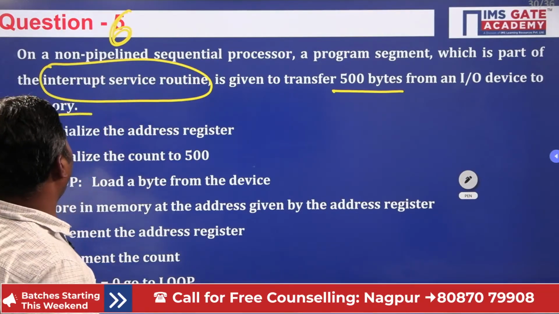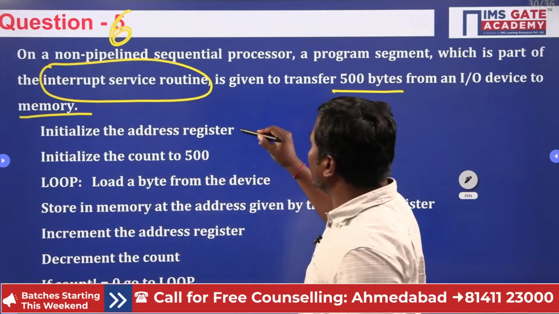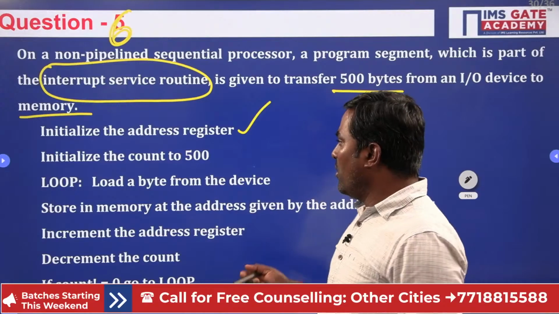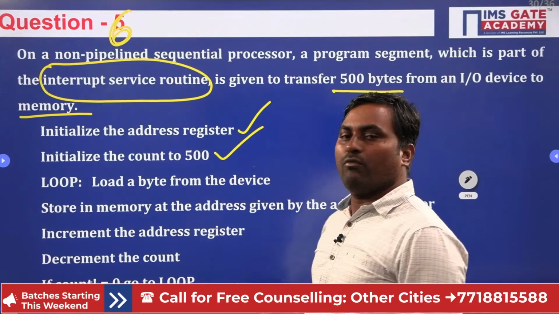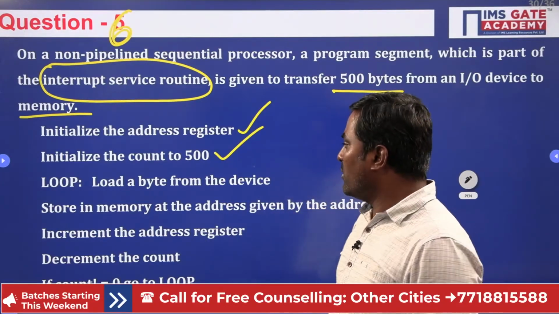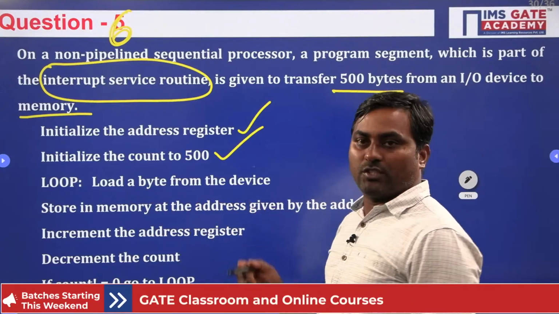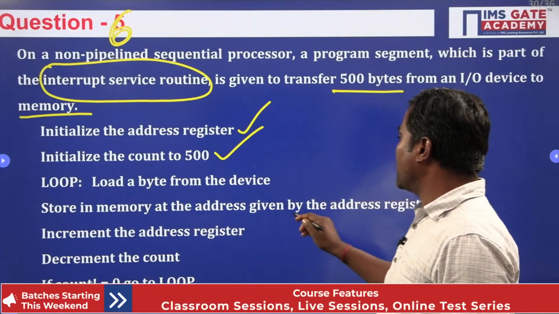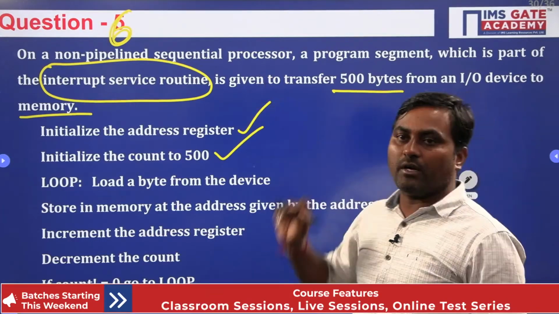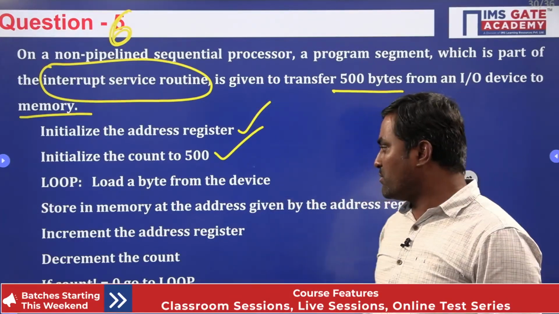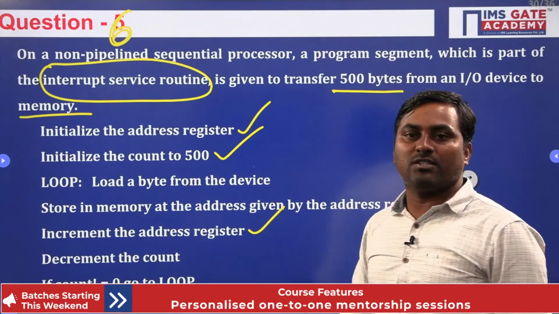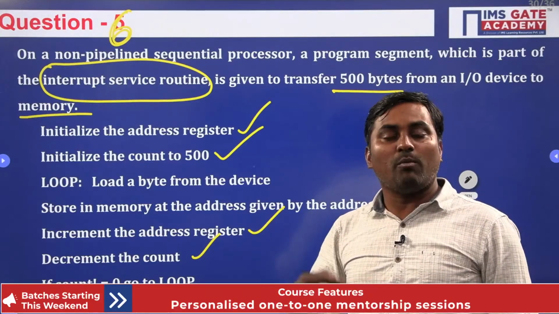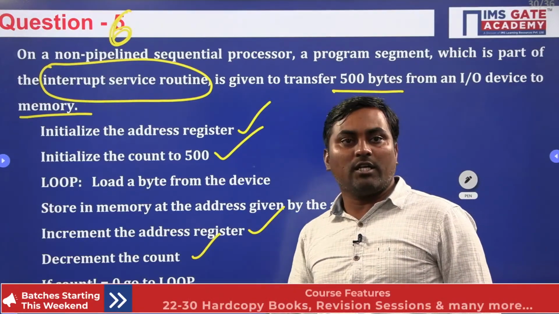As part of the interrupt service routine, we have to transfer 500 bytes from device to memory. What is the process? Initialize the address register, meaning where to transfer. Initialize the count, 500 bytes. Load a byte from the device and store it in the memory location given by the address register. Increment the address register, to the next location. Decrement the count register, reducing the leftover data to be transferred.